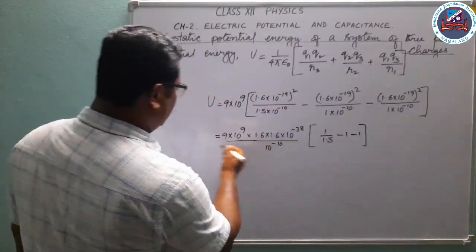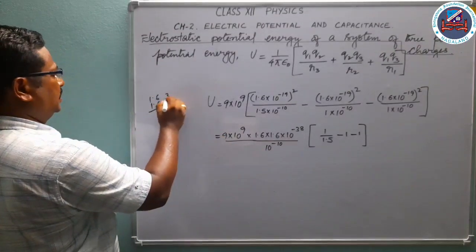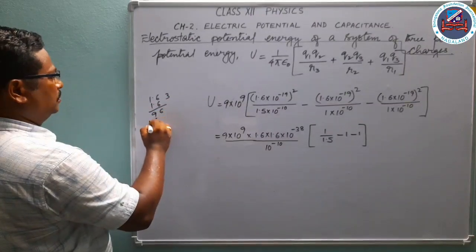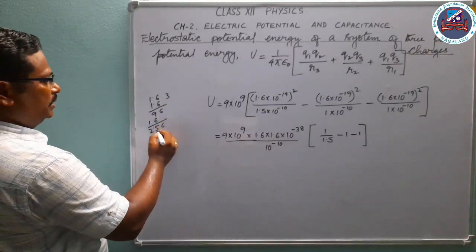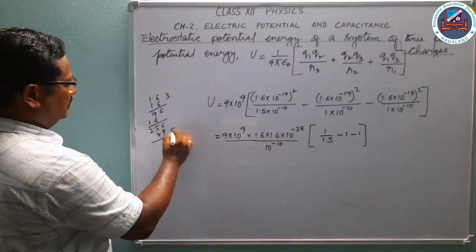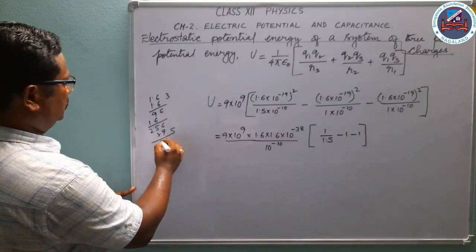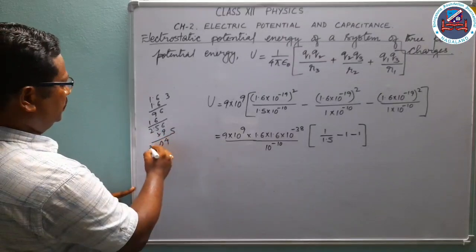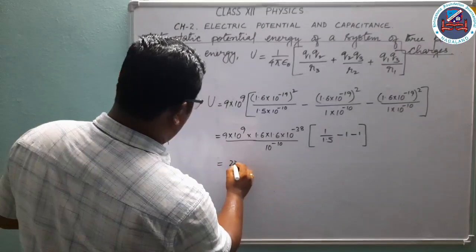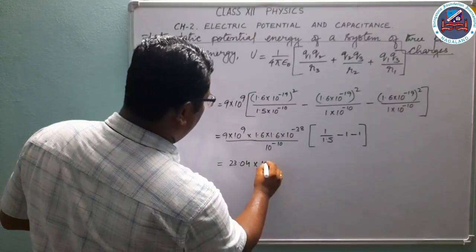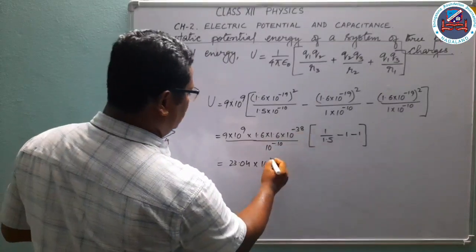So here what we'll get is 1.6 into 1.6. 6 6 are 36. 6 1 6, 7 8 9. 6 1 6, 15, 5 1 and 2. Decimal is after 2 digits. Again multiply by 9. 9 6 are 54. 9 5 are 45, plus 5 is 50, 0, 5 in hand, 9 is 18, 19, 23. After decimal we have 2 digits, so it is 23.04 into 10 to the power 9 minus 38 is minus 29.